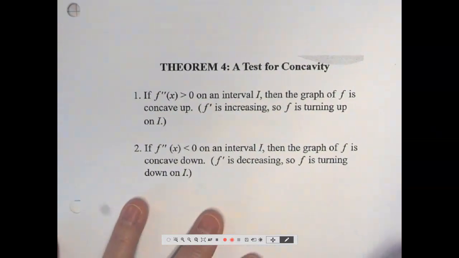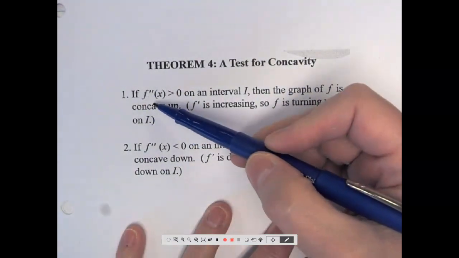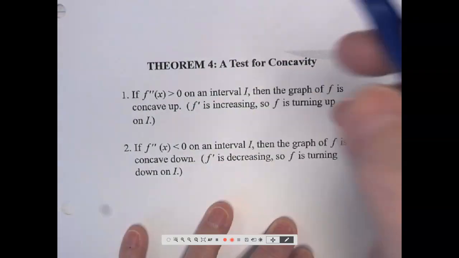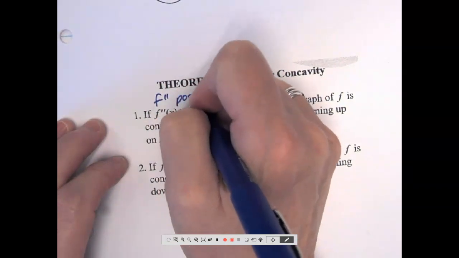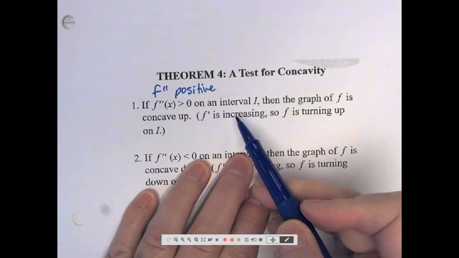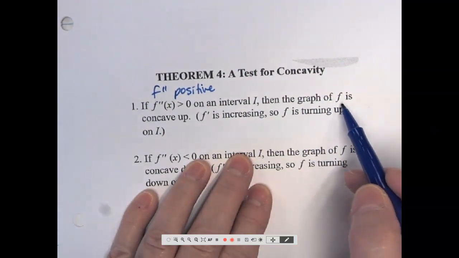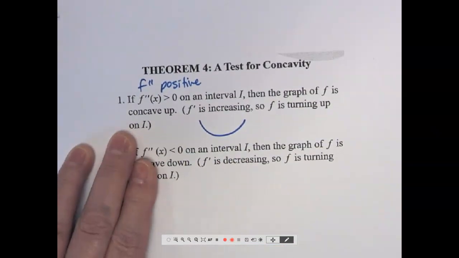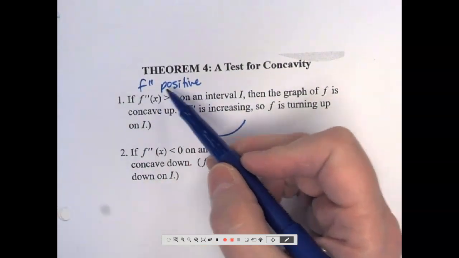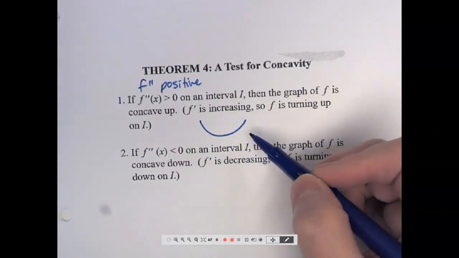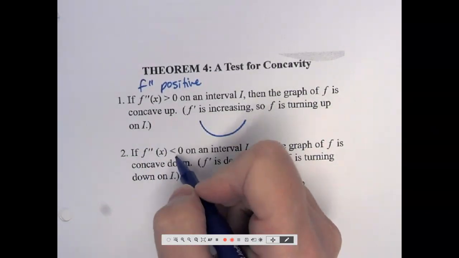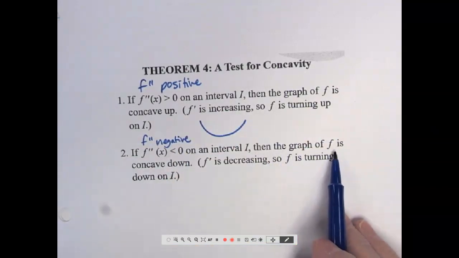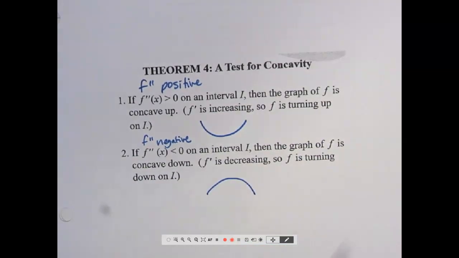Okay, here's the bread and butter of what we're going to talk about. A test for concavity. If the second derivative is greater than zero, what kind of number is it? Positive. So second derivative positive on some interval, that just means on some stretch of the graph, then the original graph of f is concave up. Now, concave up looks like this. So if we can find the second derivative, and it is positive, then the original graph is shaped like that. If the second derivative is less than zero, so negative, then the original graph is concave down, and concave down looks like that.